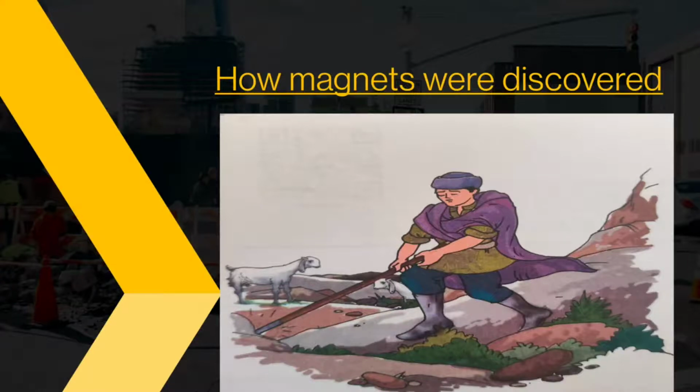And they also found that some rocks have a special type of property, and they named these naturally occurring materials magnets. Later on, making magnets from a piece of iron was discovered. It means it's man-made, artificial. So these are known as artificial magnets.